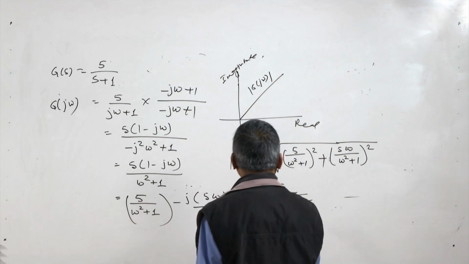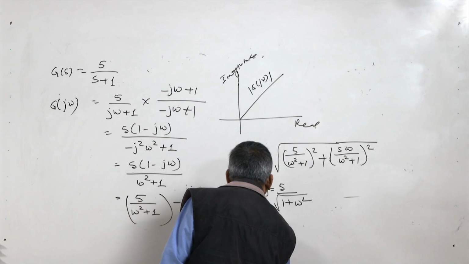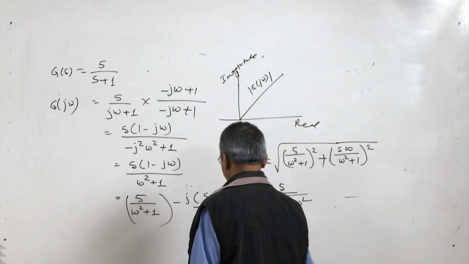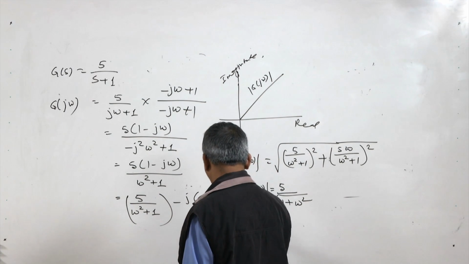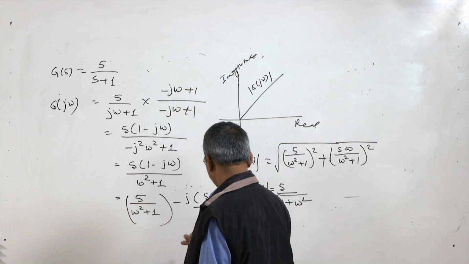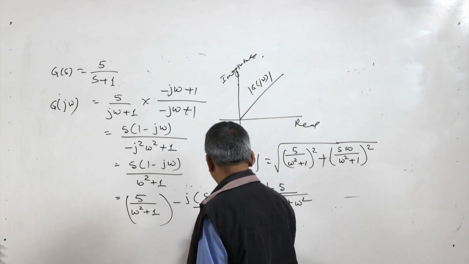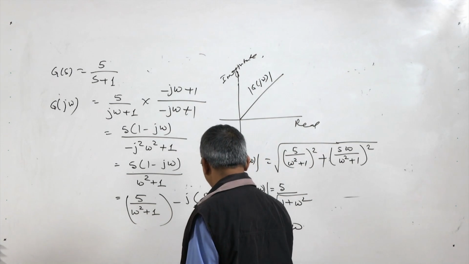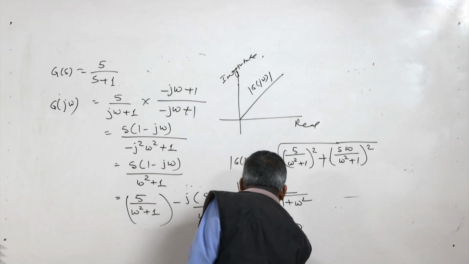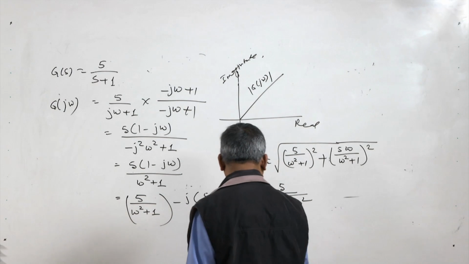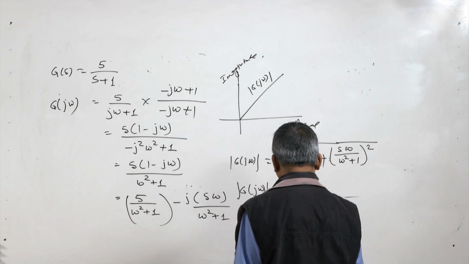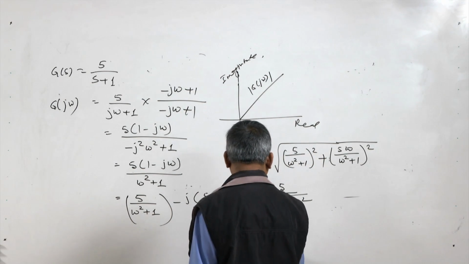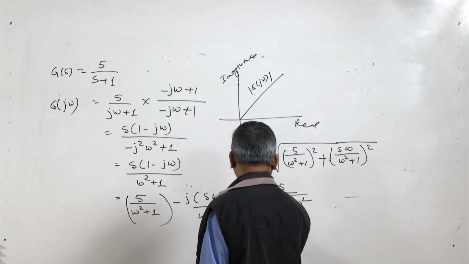And I can find out the phase angle also by writing tan φ is equal to, this will be what, minus ω, is it not? Yes, it will be minus ω. Okay. So, from here we can find out the value of φ. So, I get the value of φ, I get the value of magnitude.